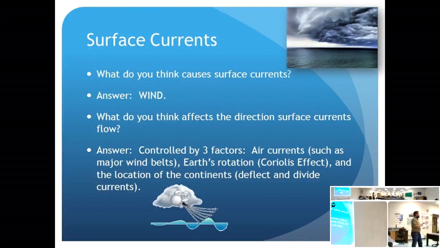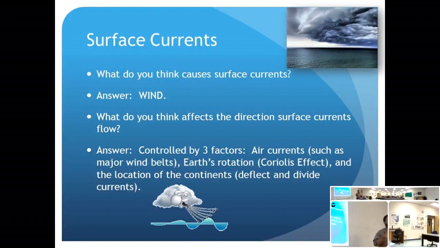What drives this? If you had to guess, what do you think drives surface currents? The wind, right? That's going to be the major factor, but there are going to be other things going on too. So wind is one of them. The next thing is Earth's rotation, so that's the Coriolis force. So we have the wind, we have the Coriolis effect, and then we also have the location of the continents. That plays a role too.